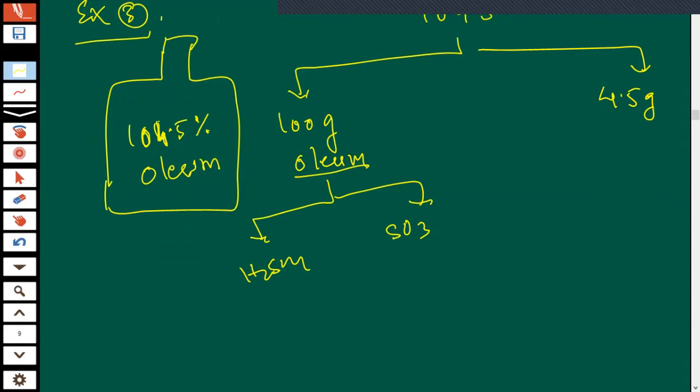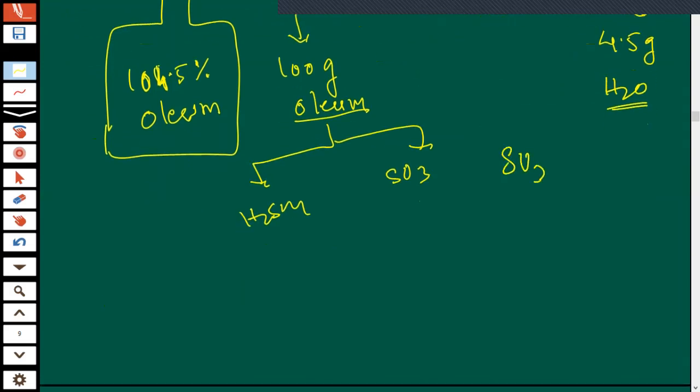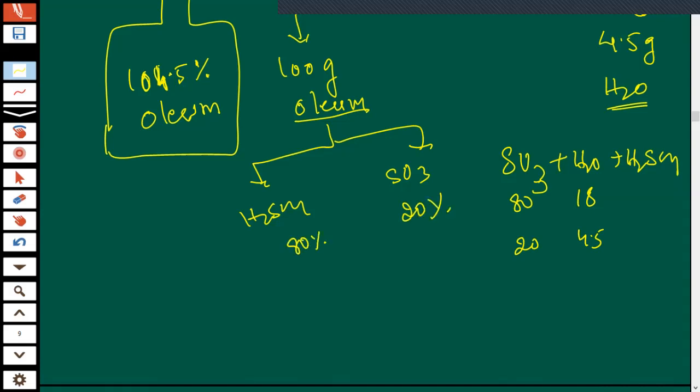But we know the weight of water. Now do this reaction: SO3 plus H2O gives you H2SO4. The 20 gram of SO3 is present. 18 gram of water will react with 80, so 4.5 will react with 20. So here 20% oleum is there and 80% sulfuric acid is there, right?